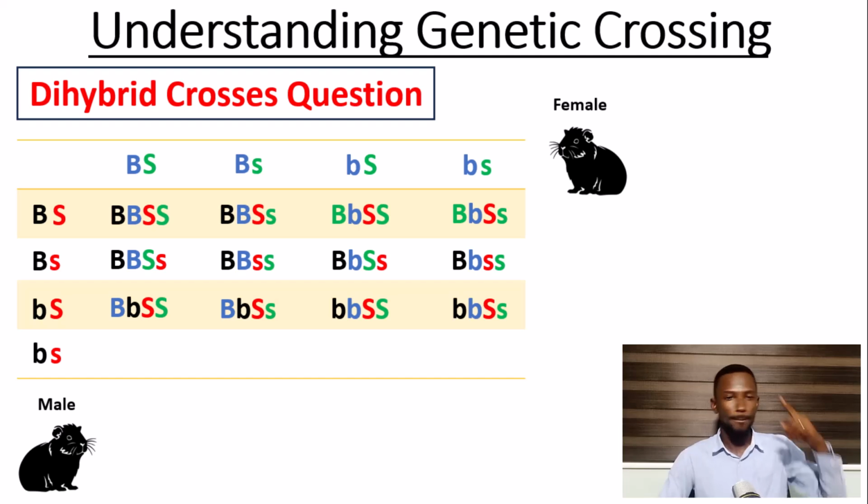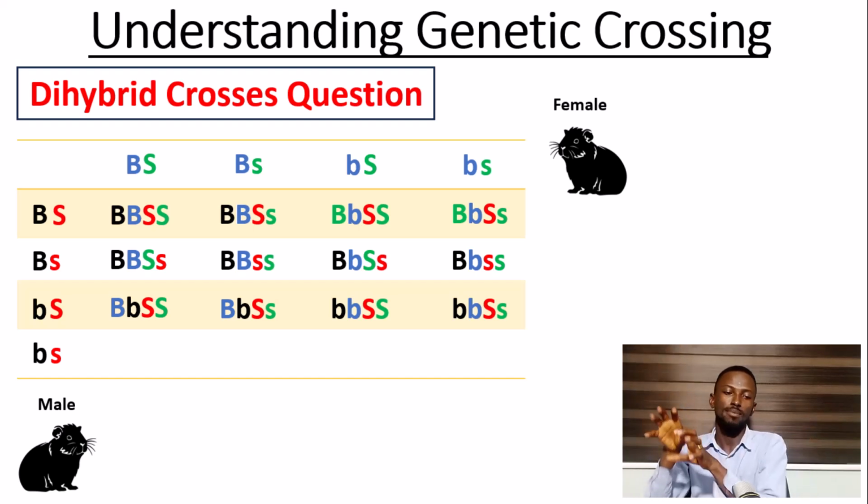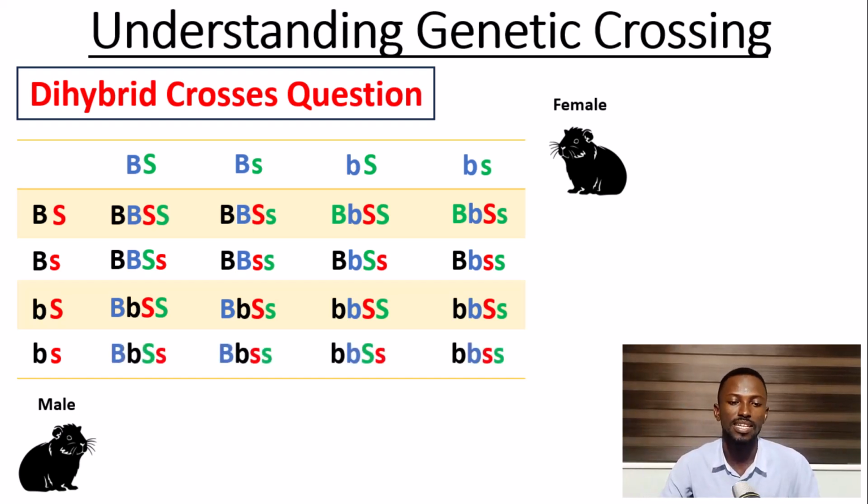So it's all about pairing up. You pick one from here, then you pick one from there, and you match them up in that way to complete the Punnett square.